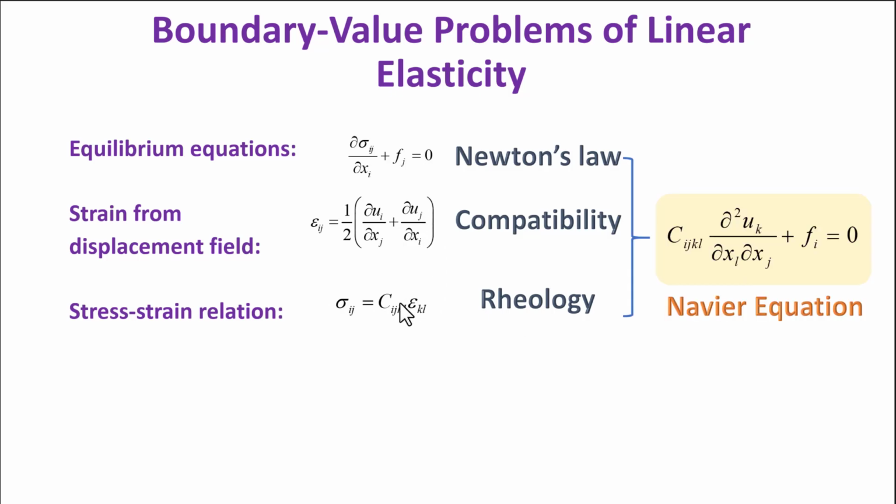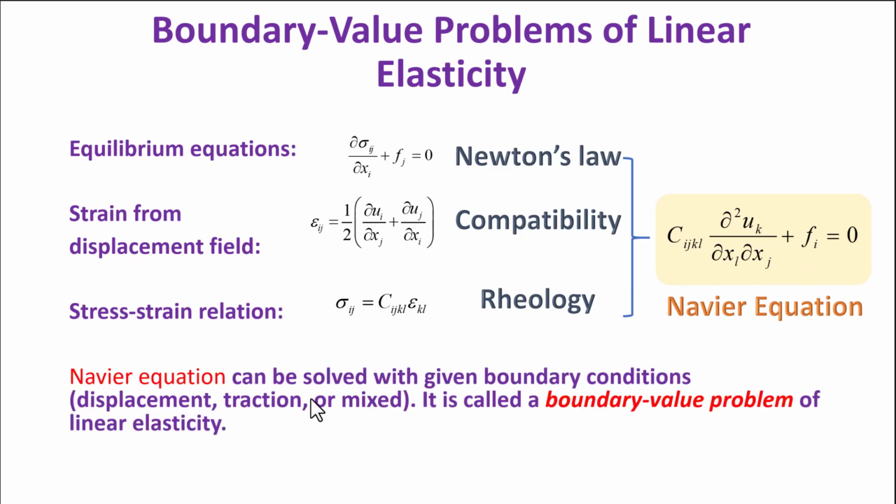Combining these 3 equations together, we get an equation which is written in shorthand here. It's called the Navier equation. So an elastic problem eventually boils down to the mathematical problem of solving the Navier equation. We solve for the displacement field. Once we know the displacement field, we can get the strain field using this definition. And knowing the strain field, we will be able to know the stress field from Hooke's law. Solving that is called the solution to a boundary value problem of linear elasticity.